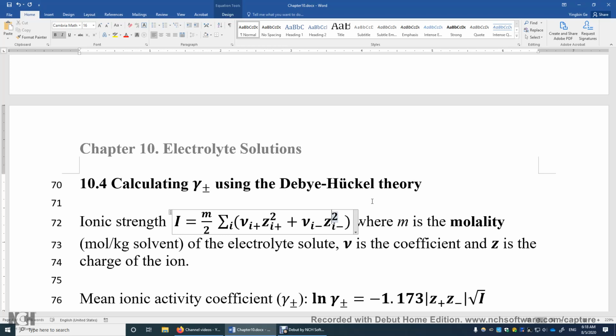Why is that? Because the ionic strength is proportional to the charge squared over here and to the number of ions, so that's here.